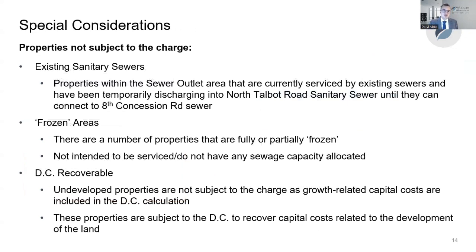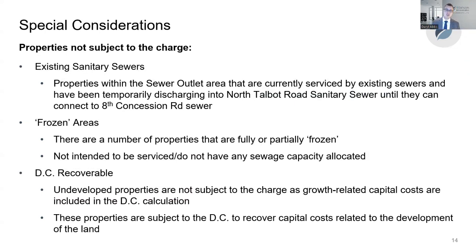So there are some special considerations, properties that are not subject to the charge. So if your property is already serviced with sanitary sewers, with municipal servicing, and there are some properties to the east that are already serviced through a temporary solution, they would not pay these capital charges as they're already serviced with sewers.